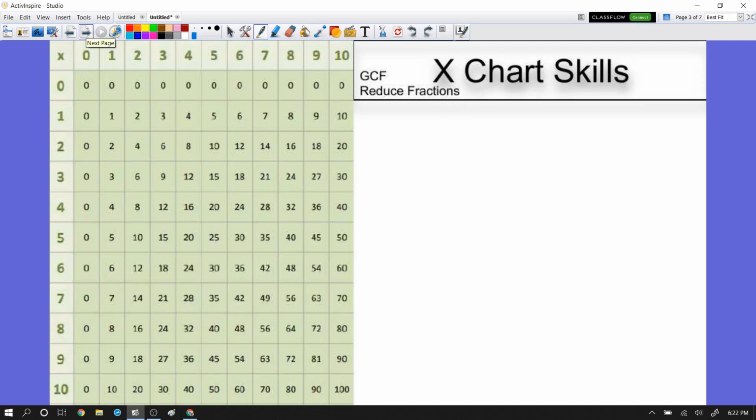As far as using the multiplication chart, I'm going to go over 2 examples of what that looks like. This is a very foundational skill in utilizing a multiplication chart. You can find the GCF from this. The thing you want to focus on is finding the top number, the numerator. So I just kind of scroll back and forth until I find it.